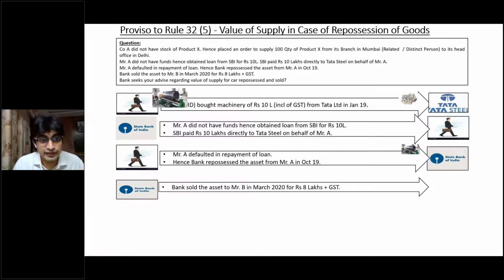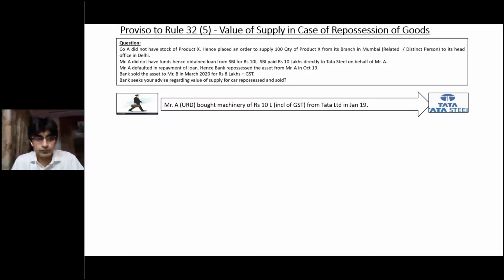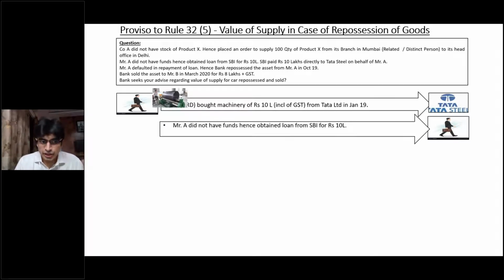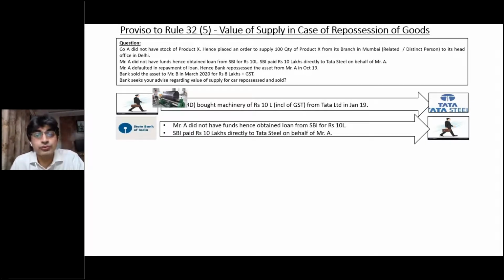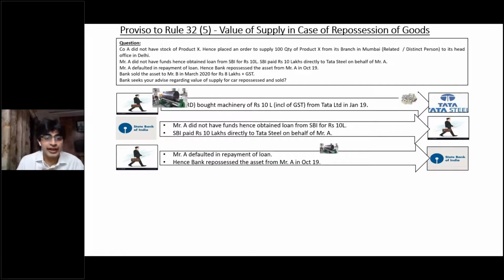Okay, let's reread the question again. See this. Very important one. Mr. A ने एक मशीन बाय किया था from Tata Limited in January 19. Okay, January 19 में मशीन बाय किया. It did not have funds, hence it obtained a loan from SBI. So पूरा का पूरा 10 lakh rupees SBI paid to the Tata Limited. So Tata Limited got its money. Now loan is between whom? Mr. A, buyer, and SBI. Mr. A defaulted in the repayment of loan, hence bank repossessed the asset in October 19.